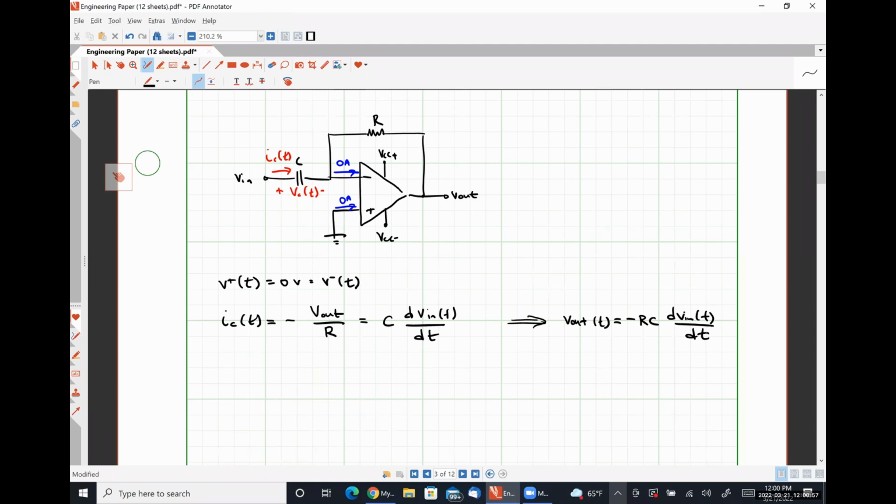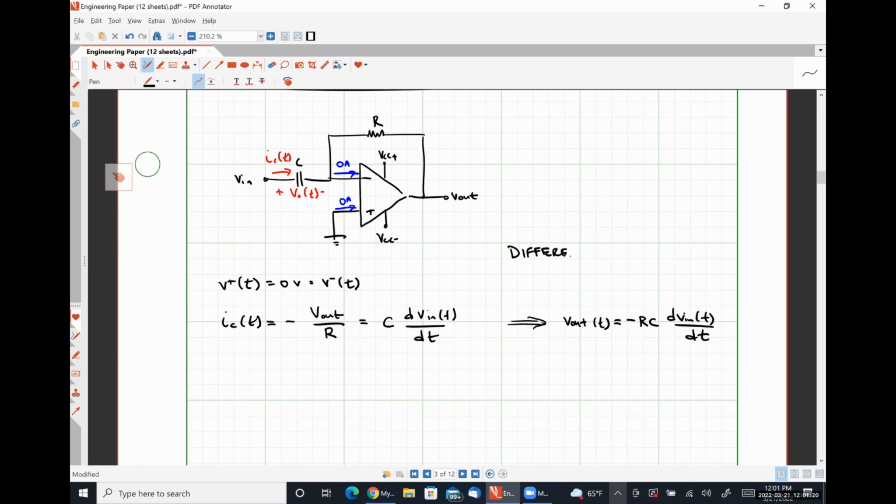So this is an example of a differentiating amplifier, which in communication systems is used as a low-pass filter and is also a fundamental building block of automatic control systems. Okay. Differentiating amplifier.